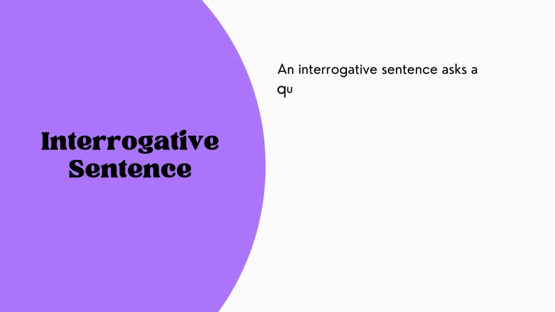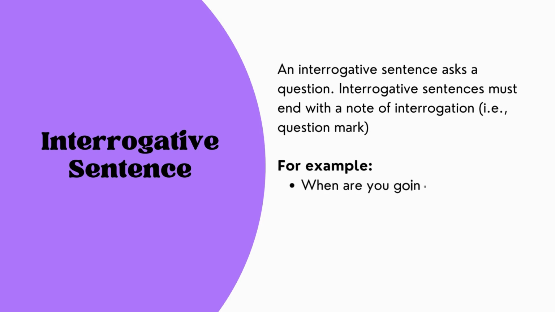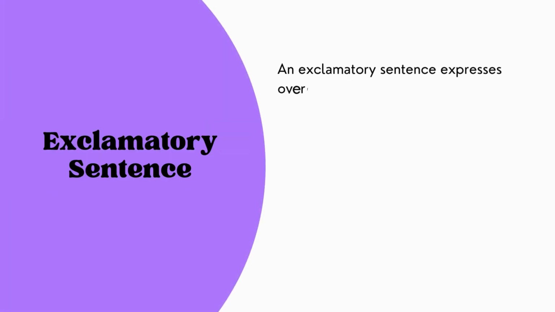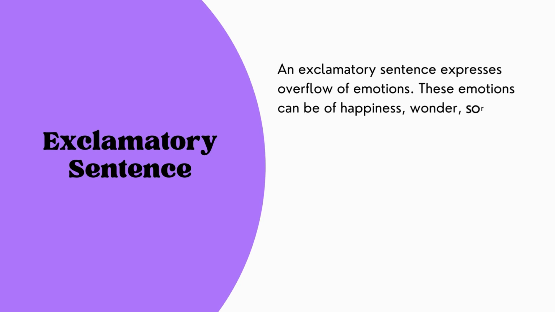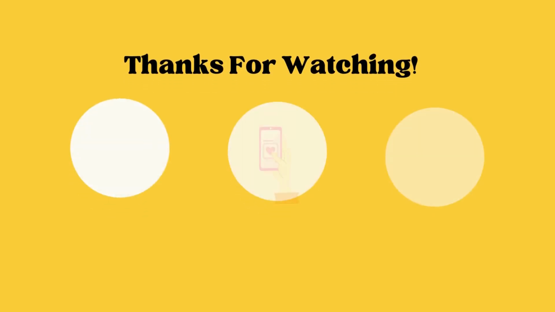Interrogative sentence. An interrogative sentence asks a question. Interrogative sentences must end with a note of interrogation, that is, question mark. For example, when are you going to submit your assignment? Do you know him? An exclamatory sentence expresses overflow of emotions. These emotions can be of happiness, wonder, sorrow, anger, etc. For example, what a day it was. I cannot believe he would do that.